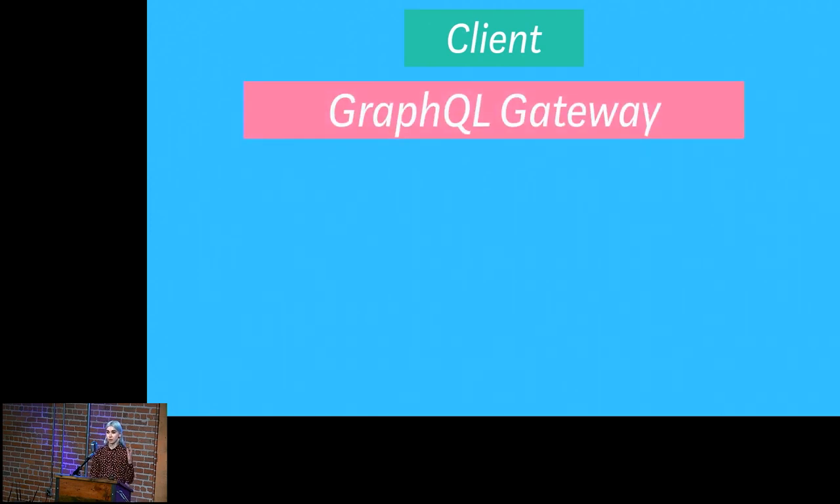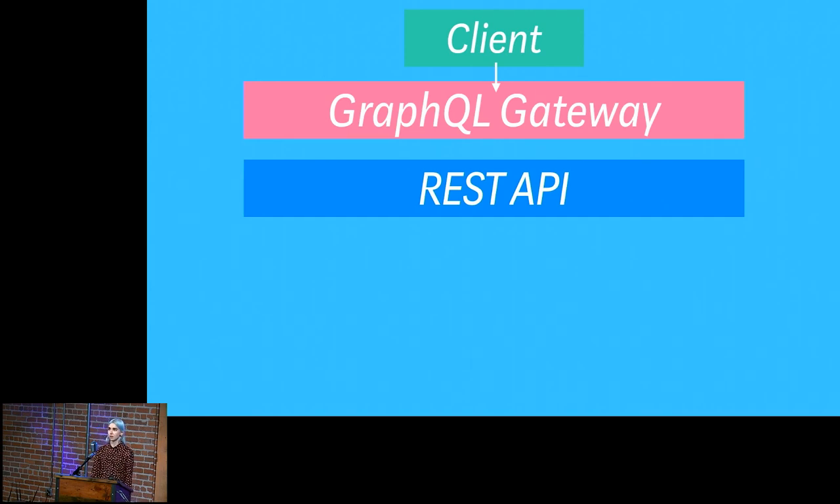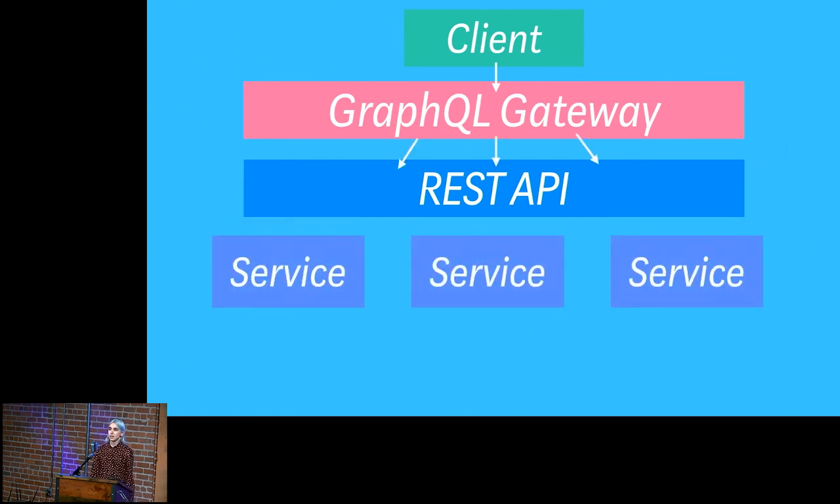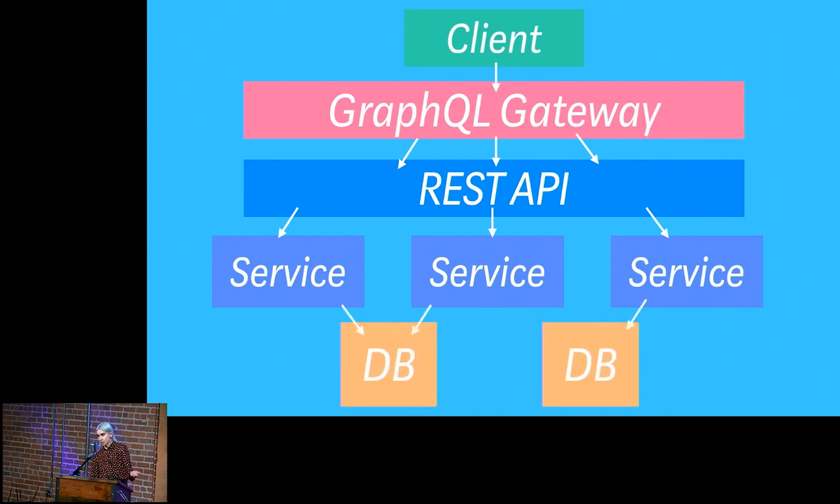So with the GraphQL gateway, really quickly, you have your client, and you'll have your GraphQL gateway. So this is your GraphQL server, and everything will go through that now. Your client will just make one call to the GraphQL endpoint. It'll hit your GraphQL gateway, and then that will start making calls to your REST API. And that will make calls to probably your services, and then probably some databases. And then that all goes back up.